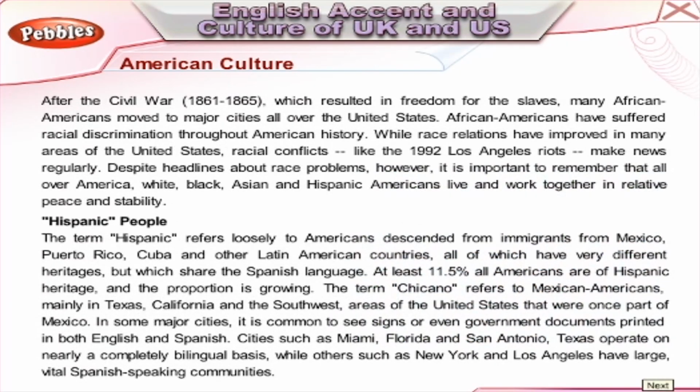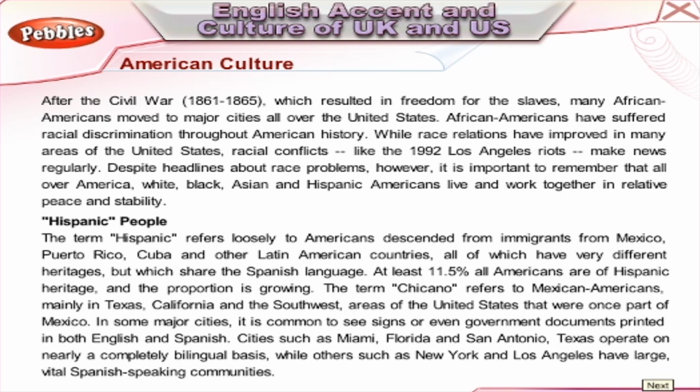After the Civil War in 1861 to 1865, which resulted in freedom for the slaves, many African Americans moved to major cities all over the United States. African Americans have suffered racial discrimination throughout American history. While race relations have improved in many areas of the United States, racial conflicts, like the 1992 Los Angeles riots, make news regularly. Despite headlines about race problems, however, it is important to remember that all over America, white, black, Asian, and Hispanic Americans live and work together in relative peace and stability.